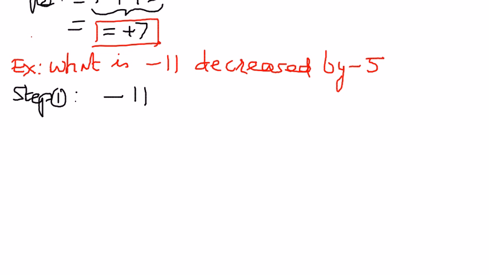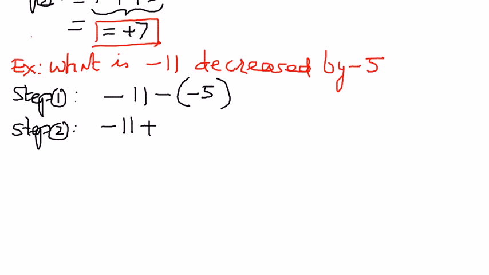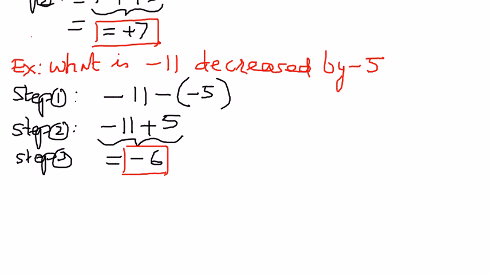Negative 11 decrease means subtraction by negative 5. That is how we can translate the word problem into an equation of that kind. And therefore, step number 2, we're going to use the rule, and the rule is telling us as follows. We write the first number as is, we put a positive sign, and we write the opposite of negative 5, which is going to be equal to positive 5. And in step number 3, we go to simplify this expression here. Negative 11 plus 5 is going to be equal to negative 6, and therefore this is our answer. This is where we want to leave it. Let's look at another example.